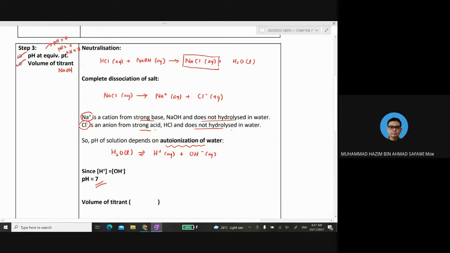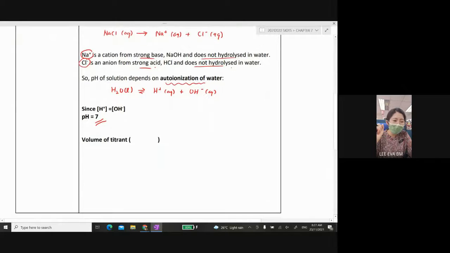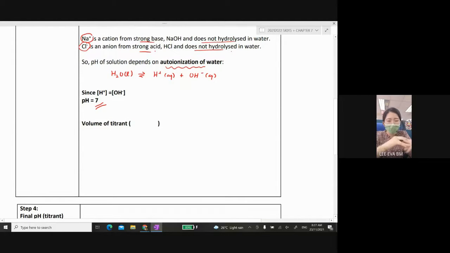Yes, madam. Alright, so the next one we want to look at is the volume of titrant. Again, which one is your titrant, HCl or NaOH? NaOH. Okay, so you may use the formula or stoichiometric ratios to calculate this volume. First, if you want to use the formula, please copy this: MAVA, where A stands for acid, and MBVB, where B stands for base, equals A over B.